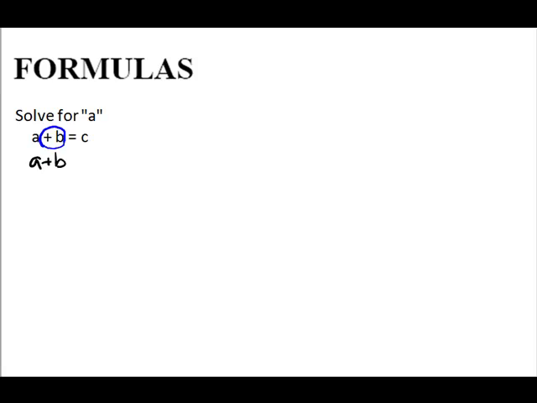This is what we had. We're going to take it away. Do the same on the other side. Clean up. That leaves only your a on the left. C minus b, there's nothing you can do there, but you have met your goal. You have isolated the a.